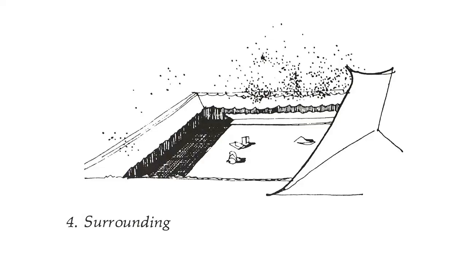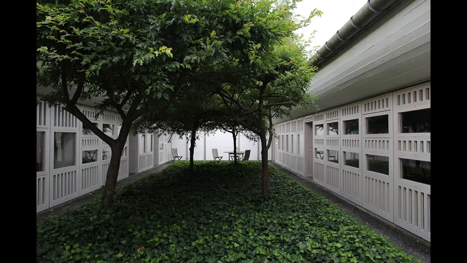And then the 4th category is surrounding, which would be any design with a courtyard, like this courtyard in the church by Jørgen Utzon in Copenhagen, in Denmark. Jørgen Utzon is the architect of the Sydney Opera House, which you probably know.